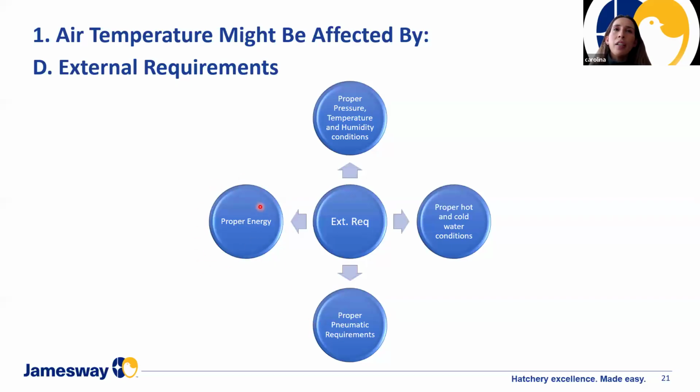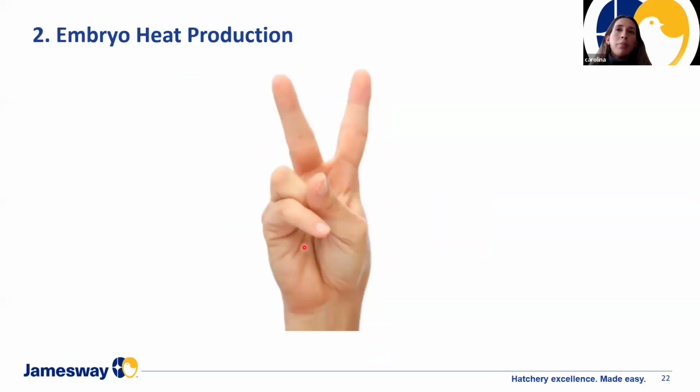And the last one is proper energy. If we don't have the proper energy plant requirements, then we'll have problems. Also, if we don't have stable energy conditions, then the controls can get problems with calibration. And we already talked about calibration.